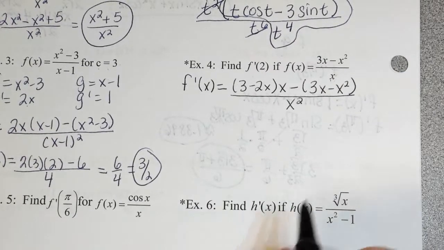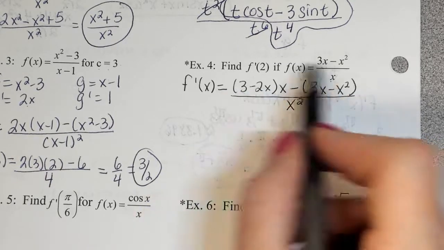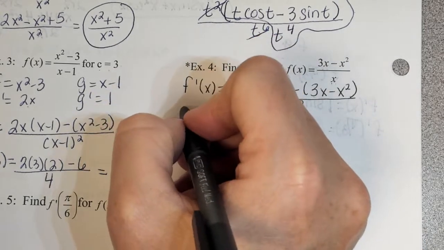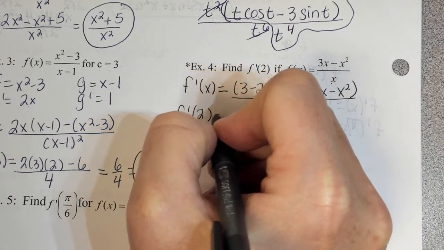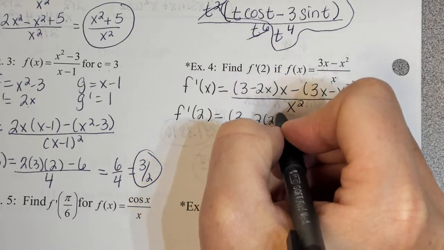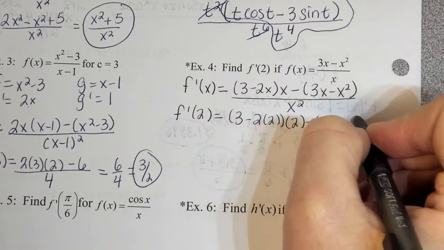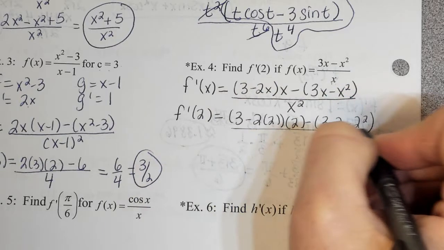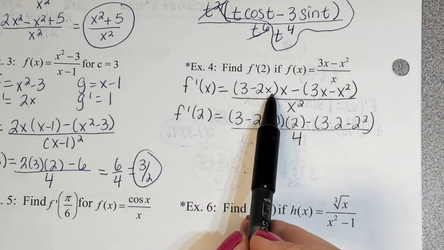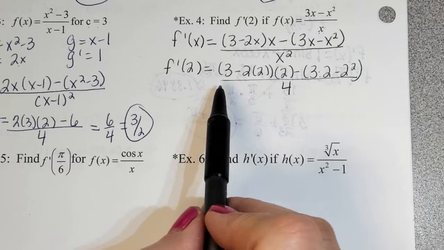Now, normally we would have to simplify this. We'd have to multiply it out, multiply the negative, clean it up. But if we're just going to plug in 2, it's really not necessary. All we have to do is just plug in 2 now. Anywhere we see an x, we're going to plug in the number 2. See what I did? 3 minus 2, plug in 2 there, plug in 2. Everywhere I saw the x, I plugged in a 2.